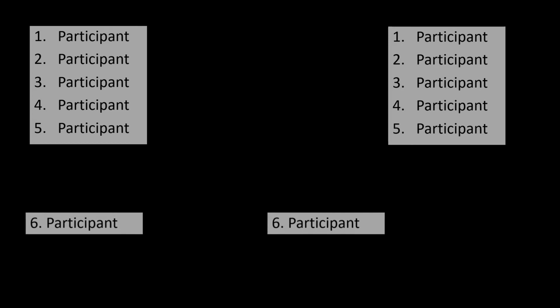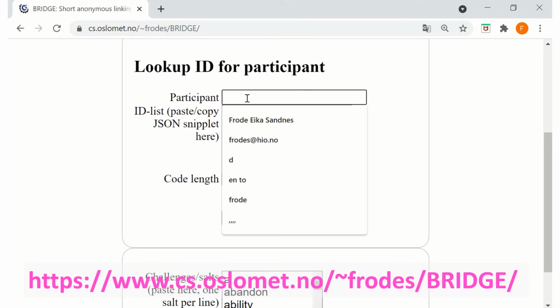A problem with this approach is that you might want to add more participants later on after you have started, such as with snowball sampling. That was not possible with the hide procedure. The bridge procedure is trying to solve this issue. So here I have an example.